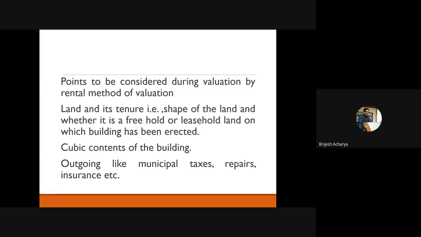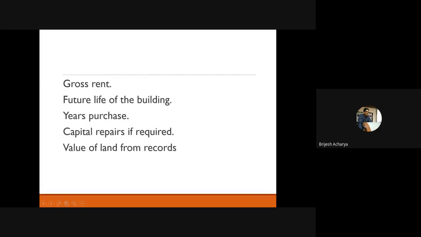So when we want to do the valuation of a property, the valuer must be smart enough to find out all the internal, external and hidden factors related to the building. Only then can he work out the real value of a property. Then cubic content of the building, outgoings like municipal taxes, repairs, insurance, etc., gross rent, future life of the building, years purchase, capital repairs if required, value of land from records.